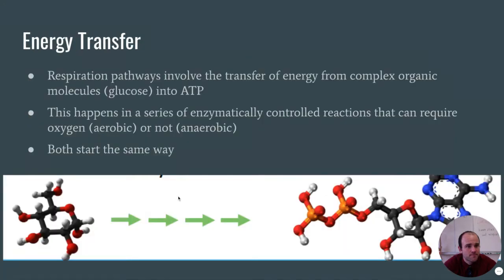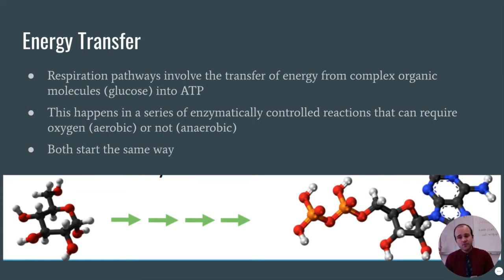with energy. So, as we mentioned last time when talking about laws of thermodynamics, energy can't just be made out of nowhere, but it can be transferred. So when we talk about respiration pathways, we're going to be talking about going from complex organic molecules like glucose into ATP, which is our currency of energy.